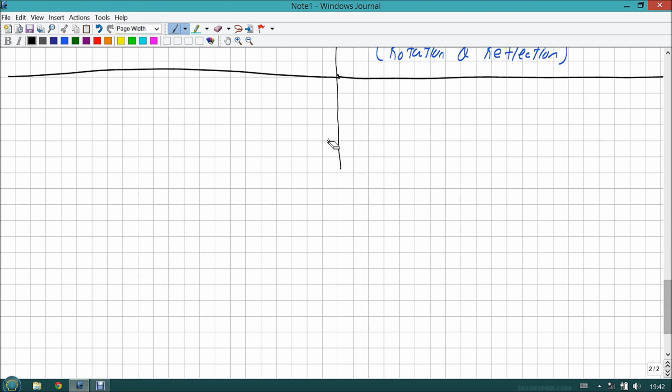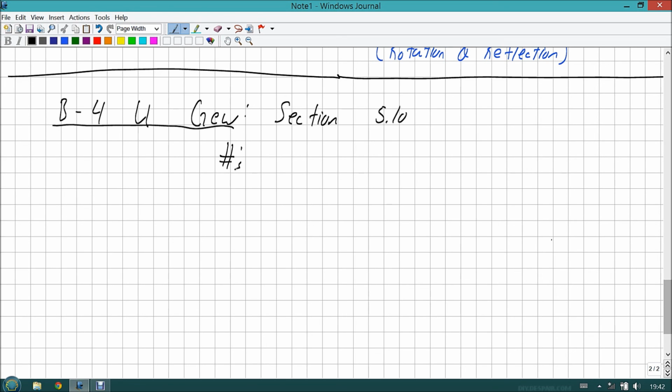For now, however, it's before you go work. Before you go, I think you guys need to have a little bit of practice on this. And this is going to be section 5.10, hashtags, math is awesome, 1 through 19 odd. And because I care, I think we're going to look at a couple of others. We're going to look at 35 and 37.